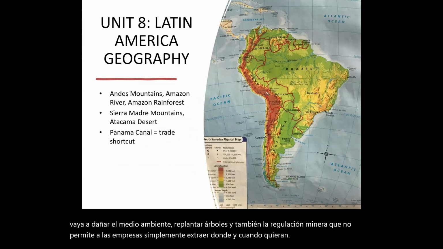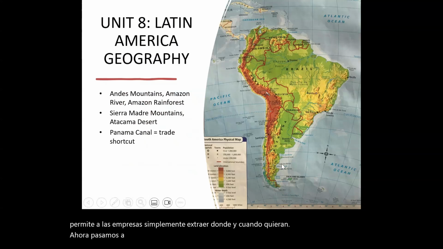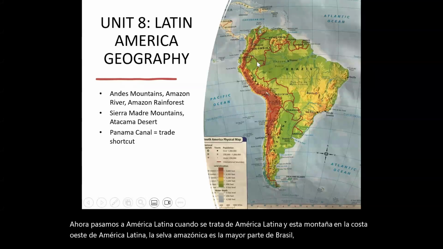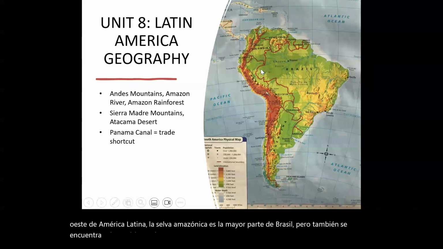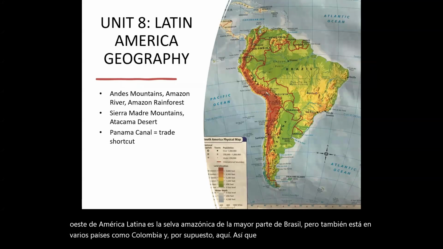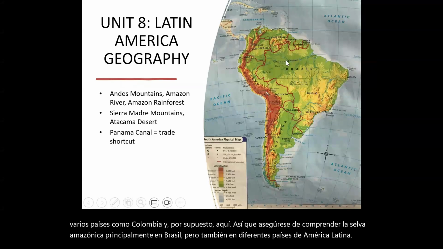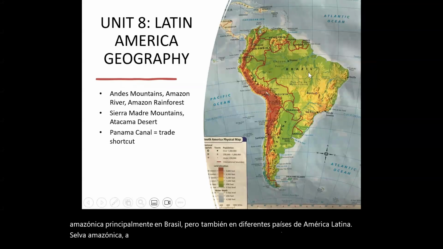Now we move on to Latin America. When it comes to Latin America, one is the Andes Mountain on the west coast of Latin America. The Amazon rainforest is mostly in Brazil, but it's also in multiple countries like Colombia. So make sure you understand the Amazon rainforest is mostly in Brazil, but also in different countries in Latin America as well. Amazon rainforest right here, flowing through.